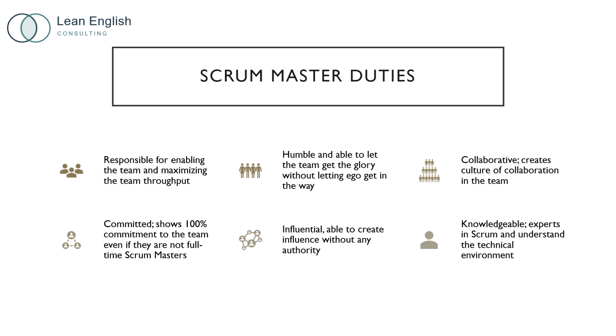They must be committed to the team, even if they are not full-time Scrum Masters. Scrum Masters have no formal authority, so they must find other ways to be influential. They must negotiate and leverage their influence to get the things they need. Although they are not technical experts or coders, they are experts in Scrum and understand the technical environment.